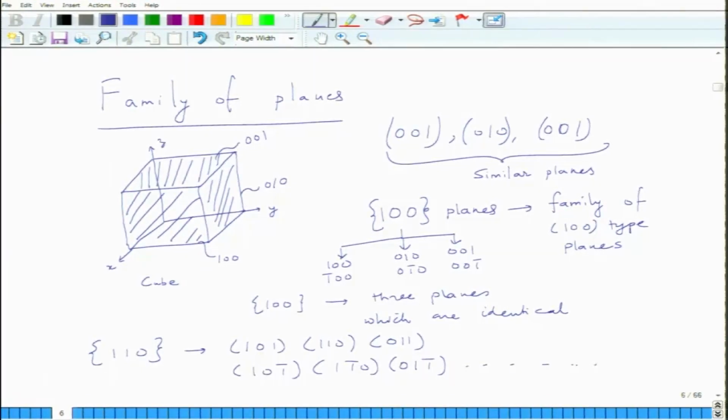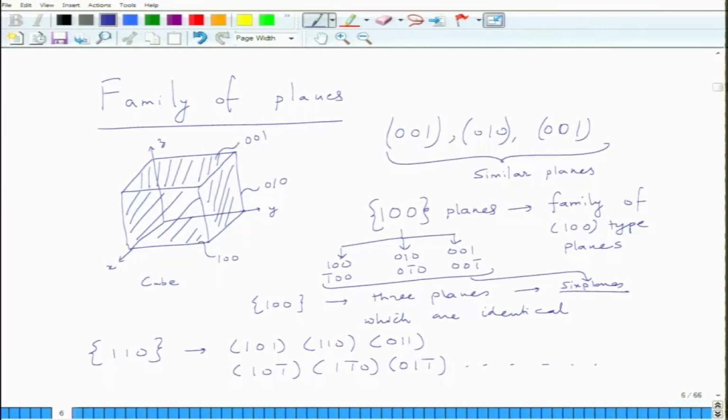So, these are called a family of planes, and if you look at the number of planes here, this is called the multiplicity of the planes. So, in a cubic system, if you look at just 1 0 0 type, it is 6 planes, but crystallographically speaking it is 6 planes if you include the negatives into account.